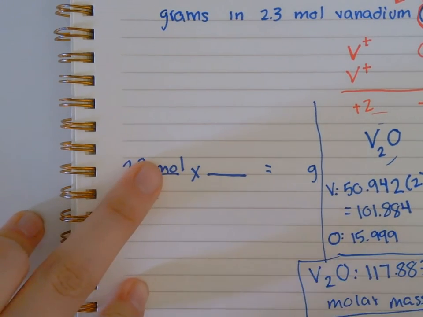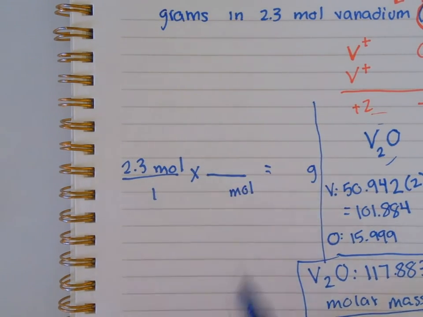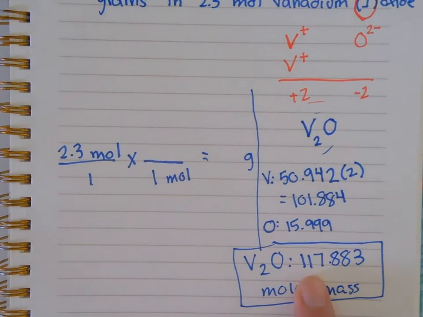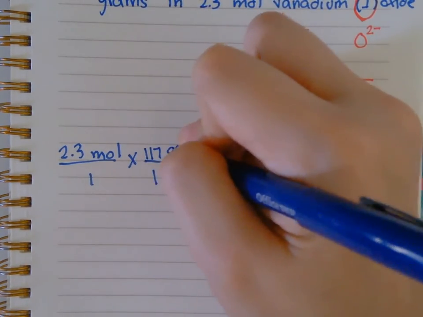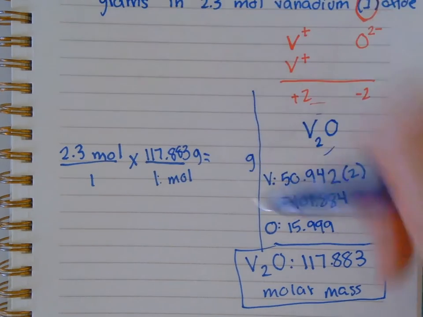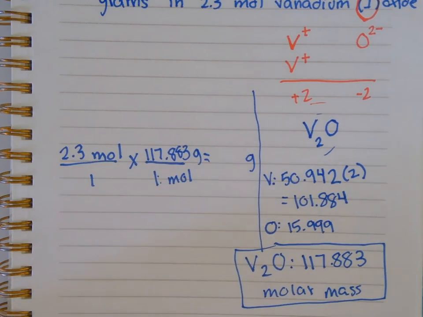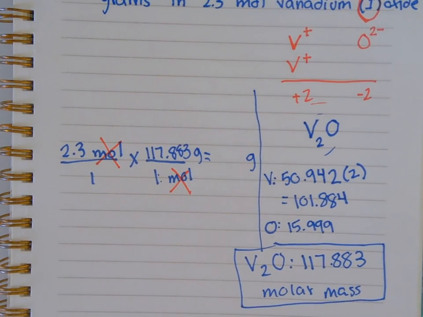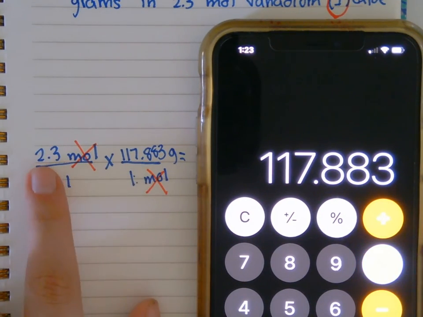So I have to get rid of moles, and to do that, I can put moles at the bottom. So I know that in 1 mole of vanadium(I) oxide, I have 117.883 grams. Remember, grams per mole. Now I can just multiply and cancel out my units. So my moles cancel out because they're at the top and the bottom. And all I need to do now is multiply 117.883 times 2.3.